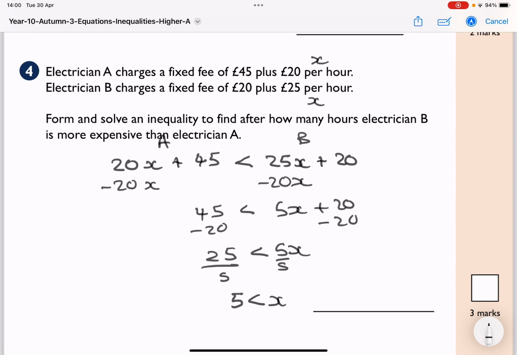Let's actually just try a value. So I'm going to do x equals 6. Just always check these. So 6 times 20 is 120 plus 45 is 165. So after 6 hours, electrician B, 6 times 25 is 150, plus 20 is 170. So I can see after 6 hours, electrician B is more than electrician A. So that's confirming what I thought. There we go.